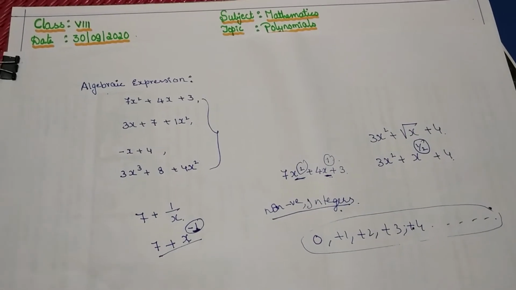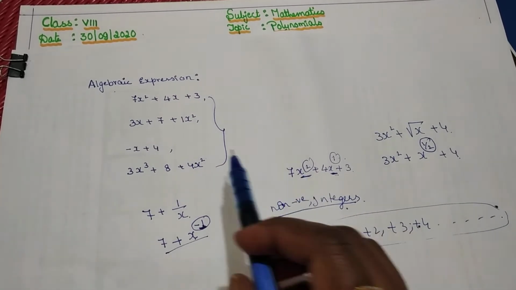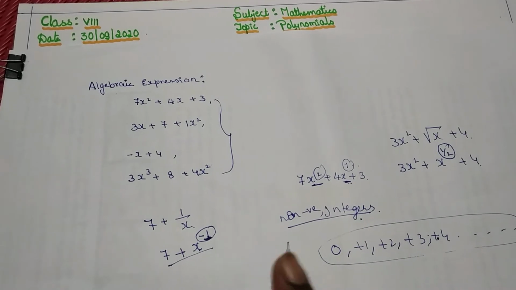Now we'll study the terms in a polynomial. That is monomial. We also came to know in algebraic expressions that if an expression consists of one term, it is said to be a monomial.